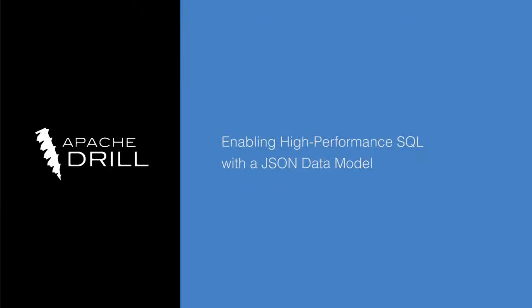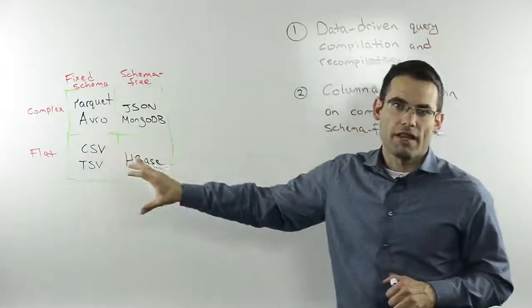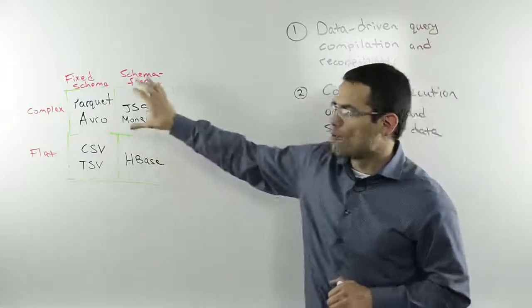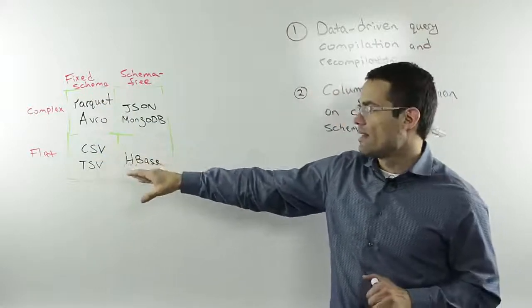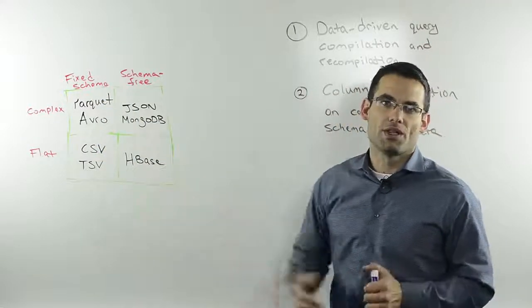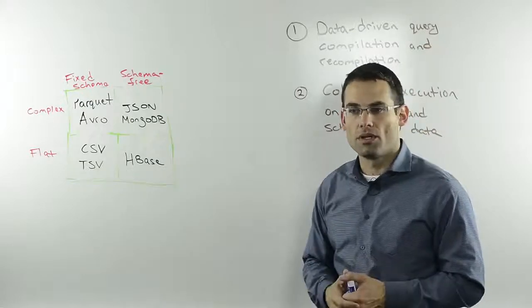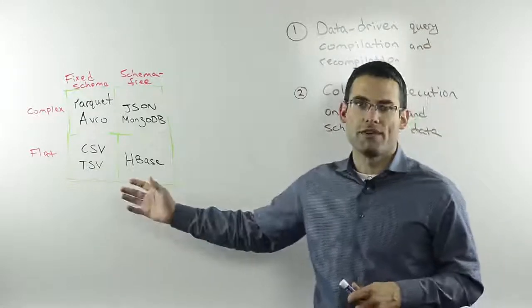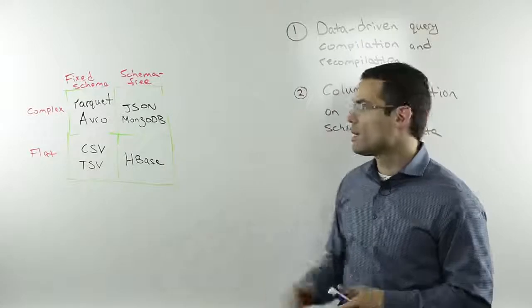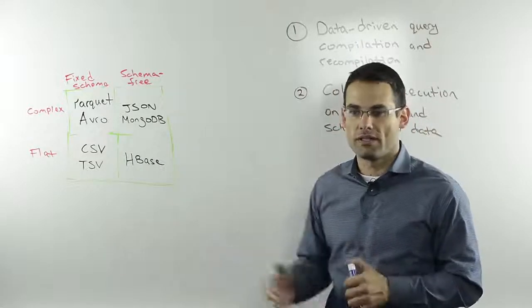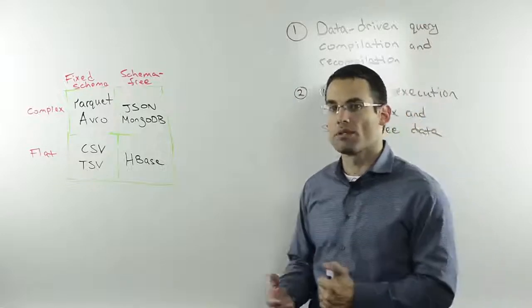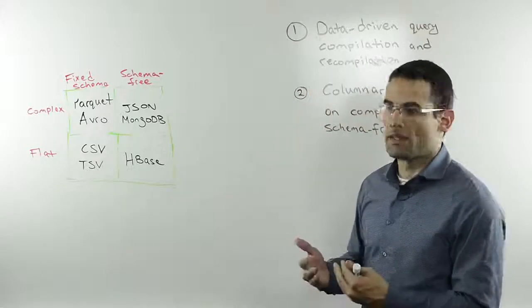The first thing I want to explain is Drill's unique data model. If you think of all the data in the world, you can look at it as these four different categories. On the bottom left, we have data that is flat and has a fixed schema. This would be your typical relational table or a CSV or TSV file, right? You have fixed columns, and each row has a set of values for those columns. There are no arrays, there are no nested values.